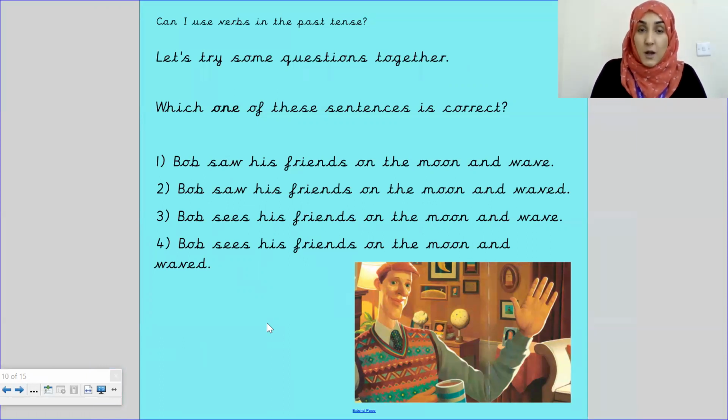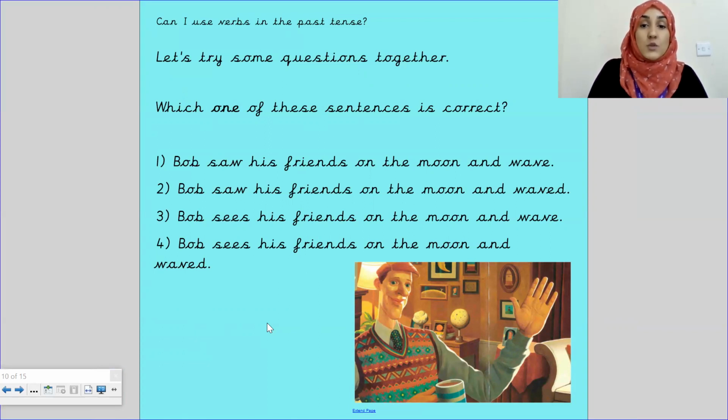You are going to tell me by showing me your fingers which one is correct. So, is number 1 correct? Bob saw his friends on the moon and wave. So remember, you are looking for this sentence if it's written in the past tense, okay? So Bob saw his friends on the moon and wave. Is that correct? Let's move on to the next one.